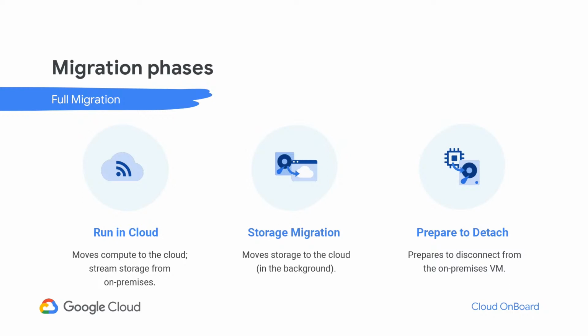Then we have a storage migration, which is going to migrate the full data to the cloud so that streaming is not necessary anymore. And when that storage migration is completed, Migrate for Compute Engine is going to prepare to detach. It will copy all the cached data from the previous operation to a native Compute Engine persistent disk.